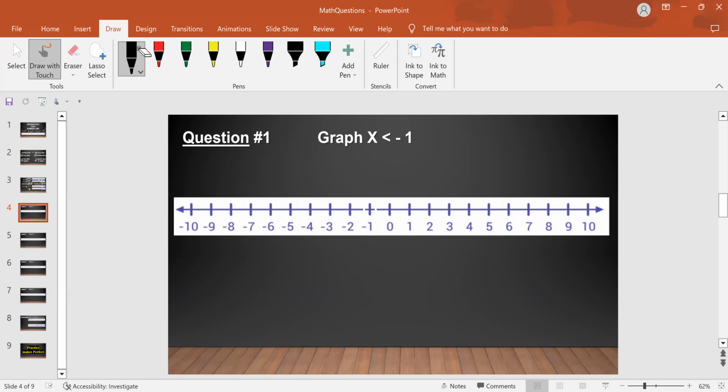Okay, so at -1, I have the open circle. Now, which side do I go?